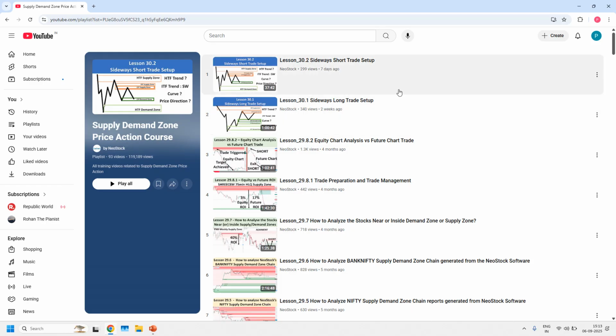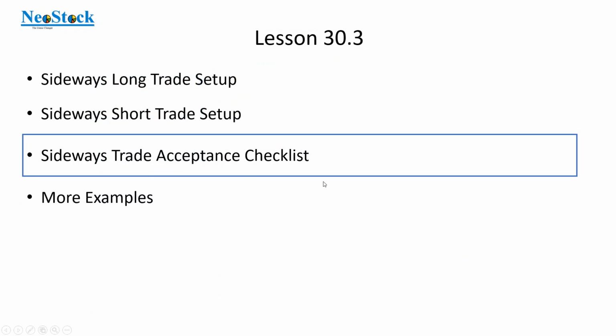Okay, now let's get into lesson 30.3. It is about the sideways trade acceptance checklist.